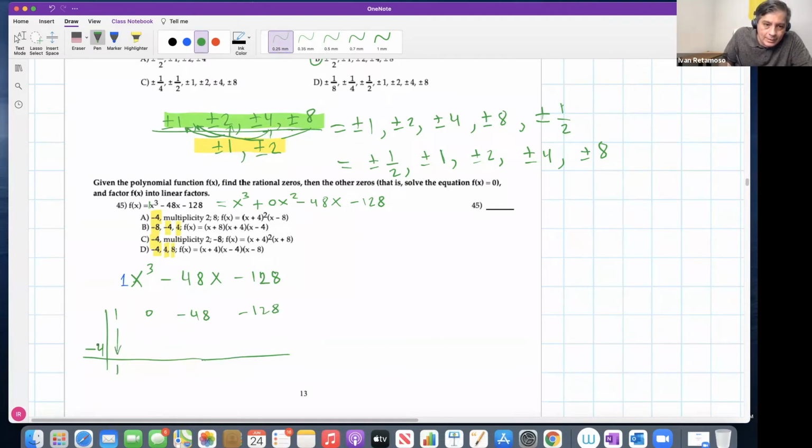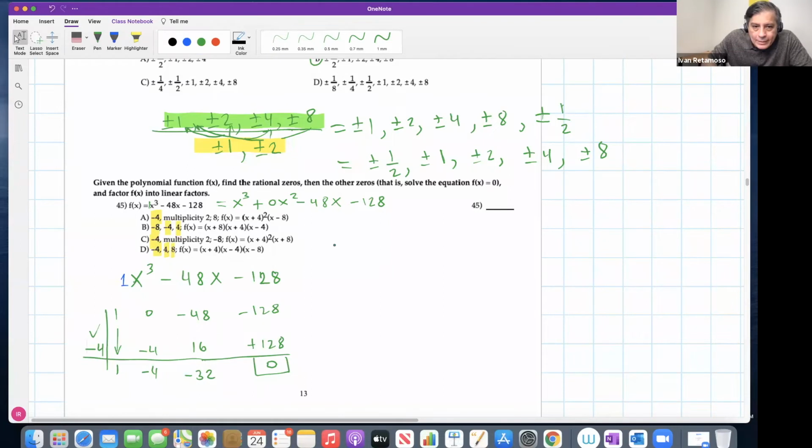1 comes down as it is. 1 times negative 4, adding these two, negative 4. Negative 4 times negative 4, positive 16. Positive 16 plus negative 48 is negative 32. Negative 4 times negative 32, positive 128. Adding these two, 0. Great. This is one of the zeros.